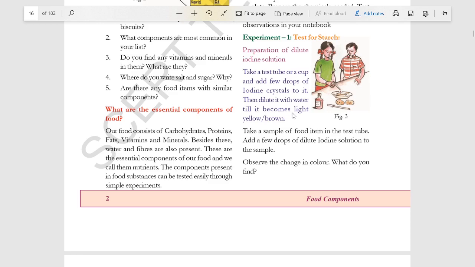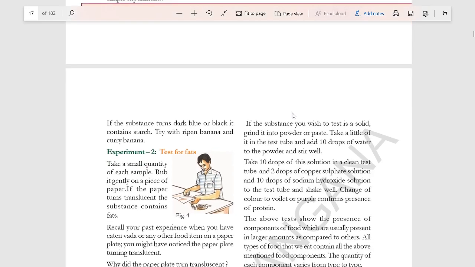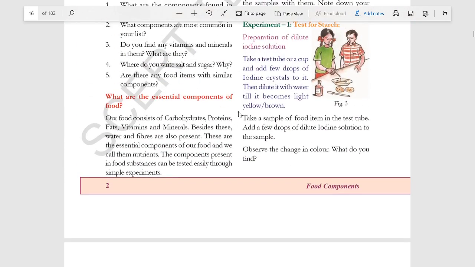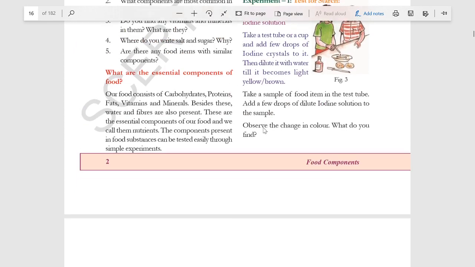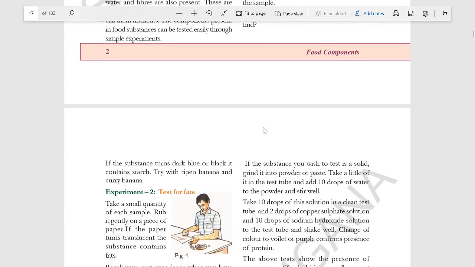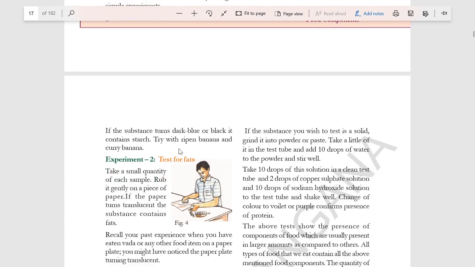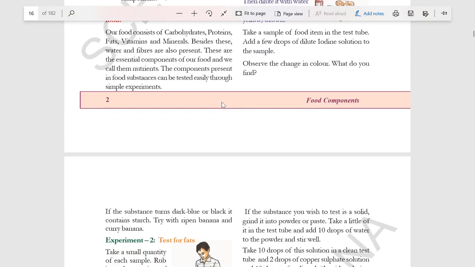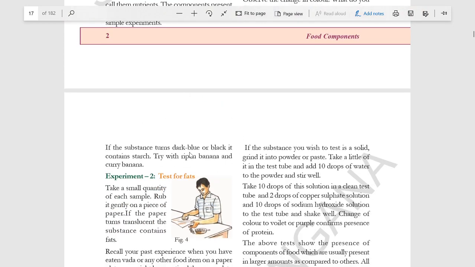Yellow brown. The iodine solution is yellow brown in color, and after dropping it onto the potato, if it turns dark blue or black, it contains starch. Try with a ripened banana and a raw banana. So how can we conclude that it contains starch? By the change of color from yellow brown to dark blue or black.